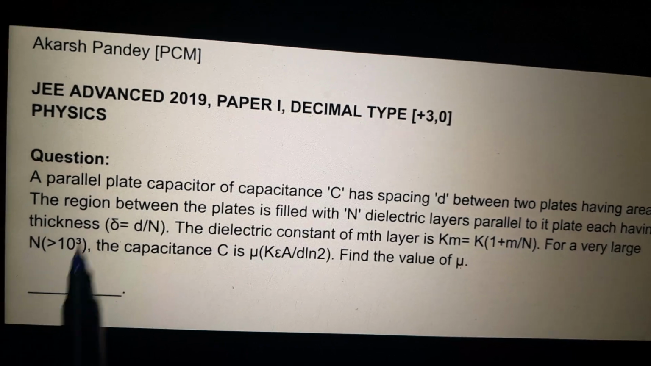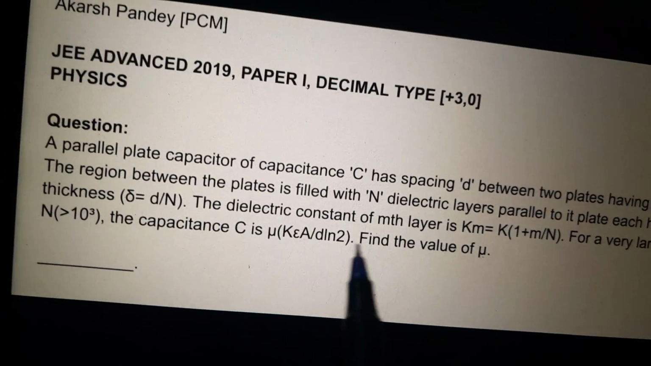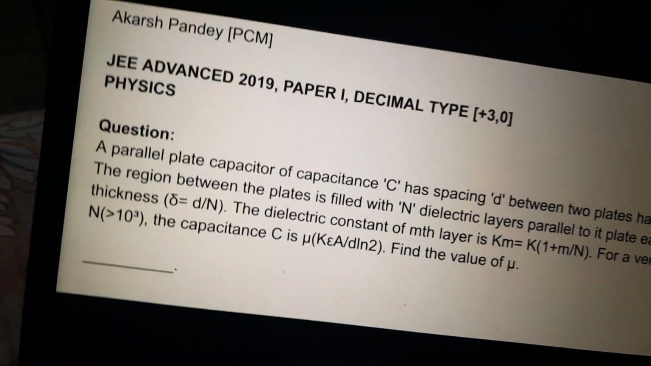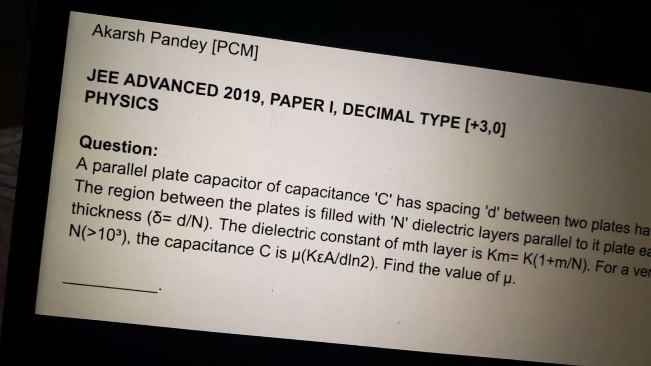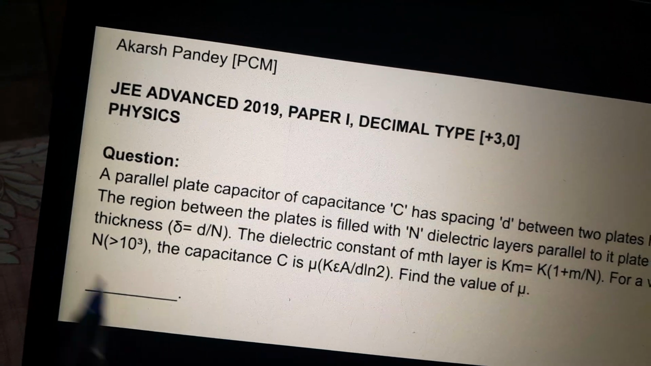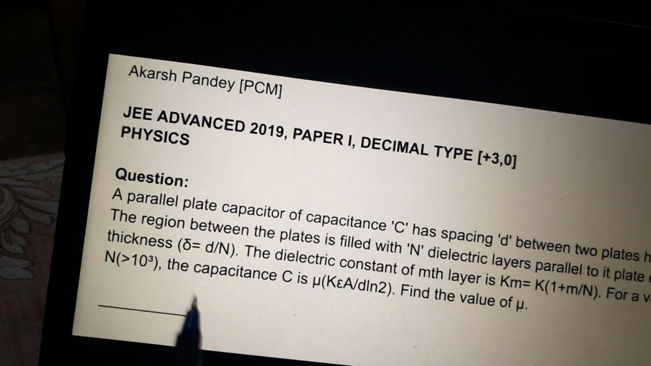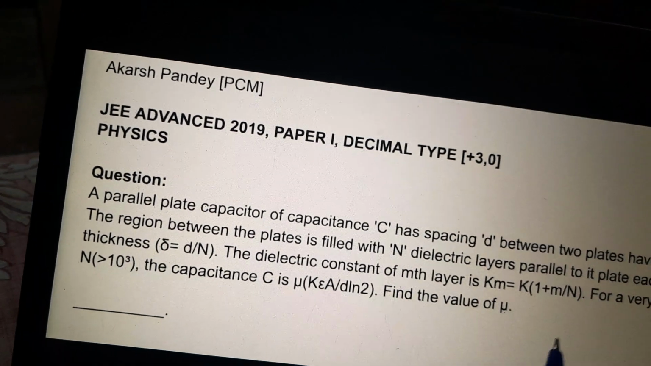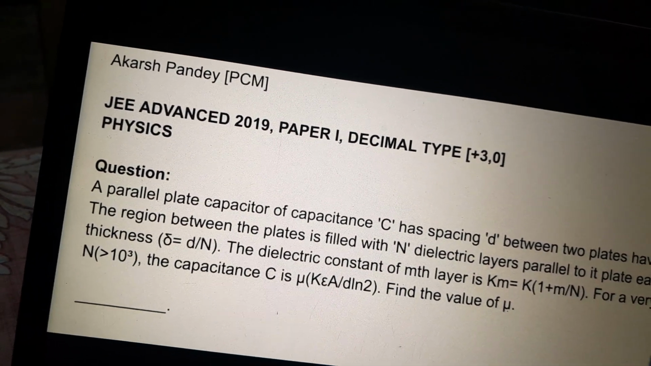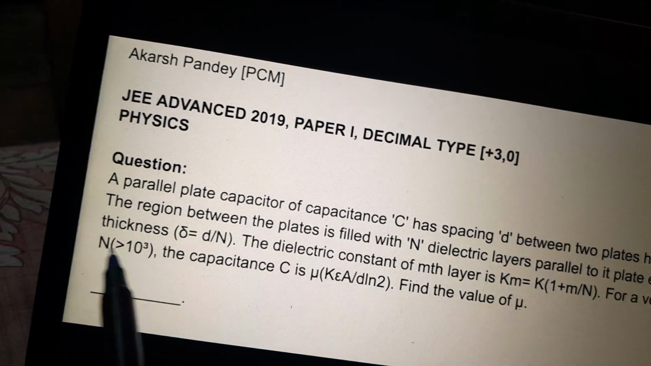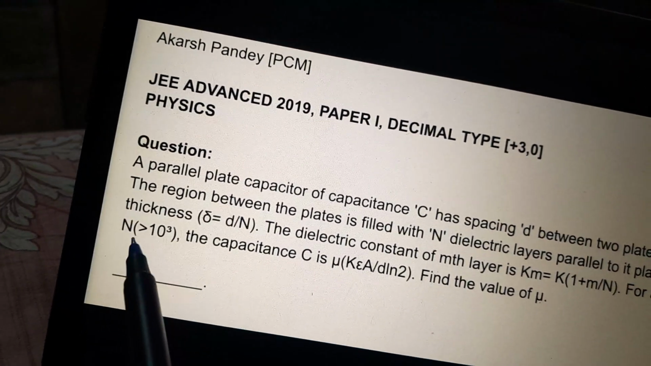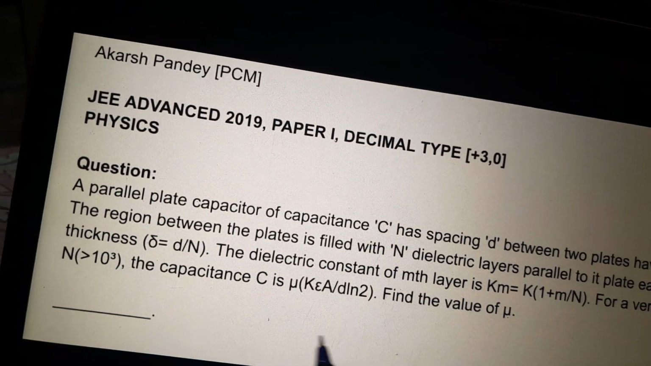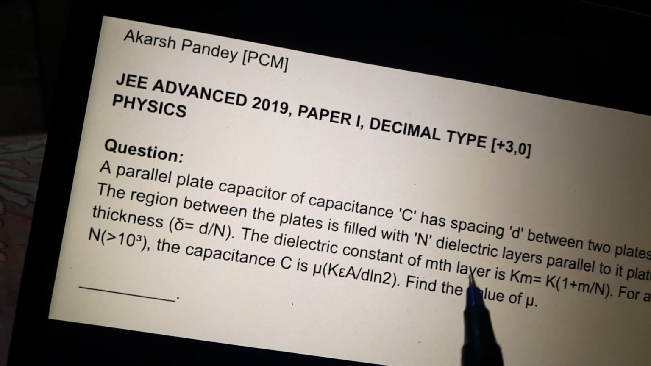The region between the plates is filled with N dielectric layers. They are parallel to the plates, each having thickness delta equal to D by N. The dielectric constant of the mth layer is Km equal to K times (1 plus M by N), for a very large N that is greater than 1000. The capacitance C is mu K epsilon naught A by D ln of 2. Find the value of mu.